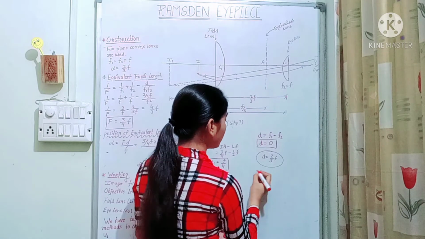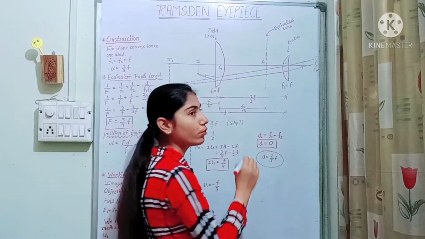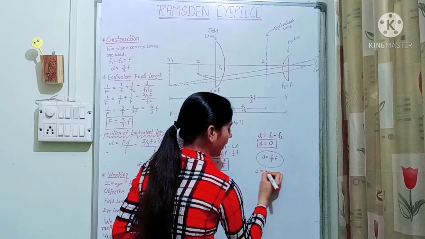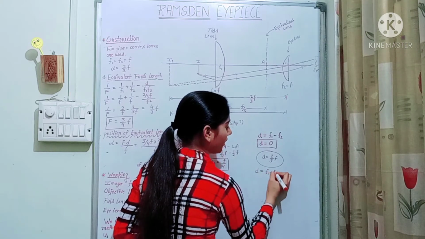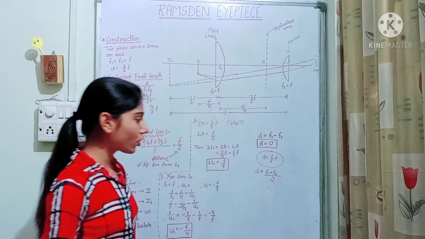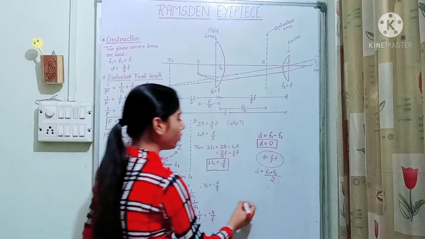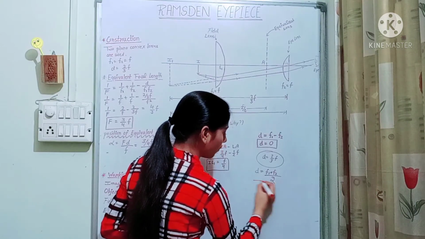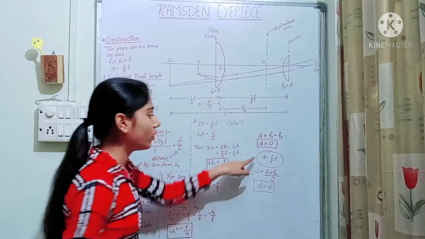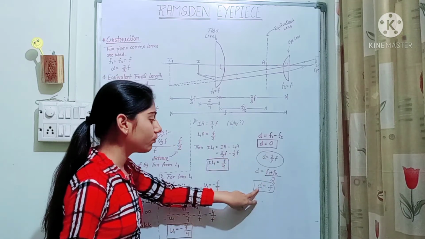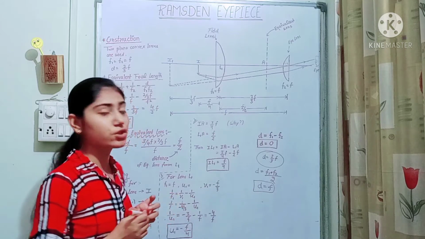Now talk about the condition to reduce the chromatic aberration. D equals (F1 plus F2) upon 2. This is the condition to reduce the chromatic aberration. And if you put all these values, you get D equals F. But we know we are taking D equals 2 by 3 F. So what will happen if we take D equals F?